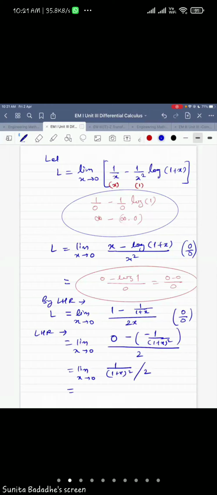So this is 1 plus 0 upon 2. So ultimately it will be 1 by 2. Okay. So I hope the solution is clear to all. Please say yes if it is clear to you, and say no if it is not, I'll then repeat.